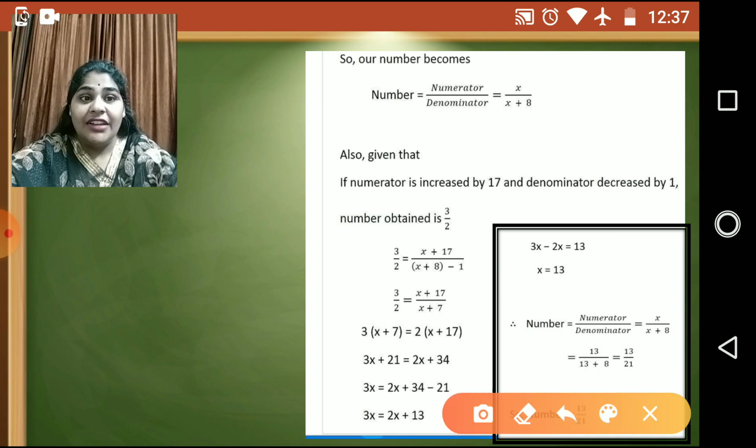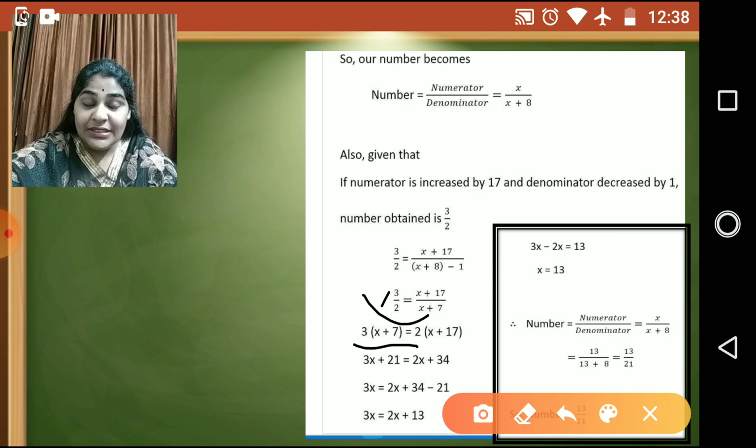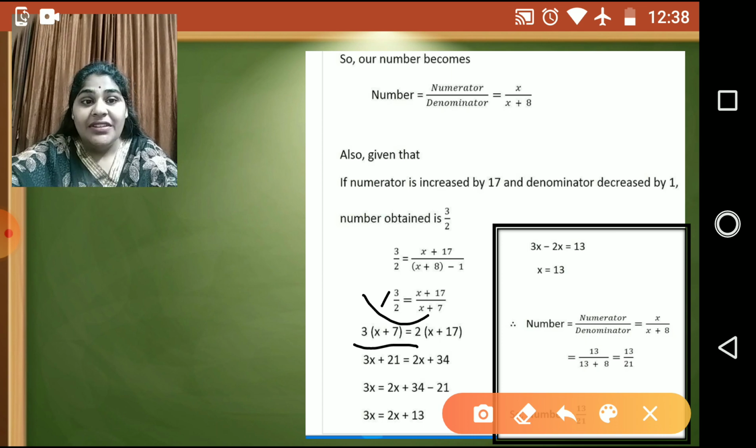So here you can see now it is 3 multiplied by x plus 7. I have transposed this side, left hand side. So 3 multiplied by x plus 7 is equal to 2 multiplied by x plus 17. That is, we will open the bracket, 3 into x will be 3x, 3 into 7 will be 21 is equal to 2 into x will be 2x and 2 into 17 will be 34. So now once you get this, you have opened the bracket. Now transpose all the constants to one side and variables to the other side.